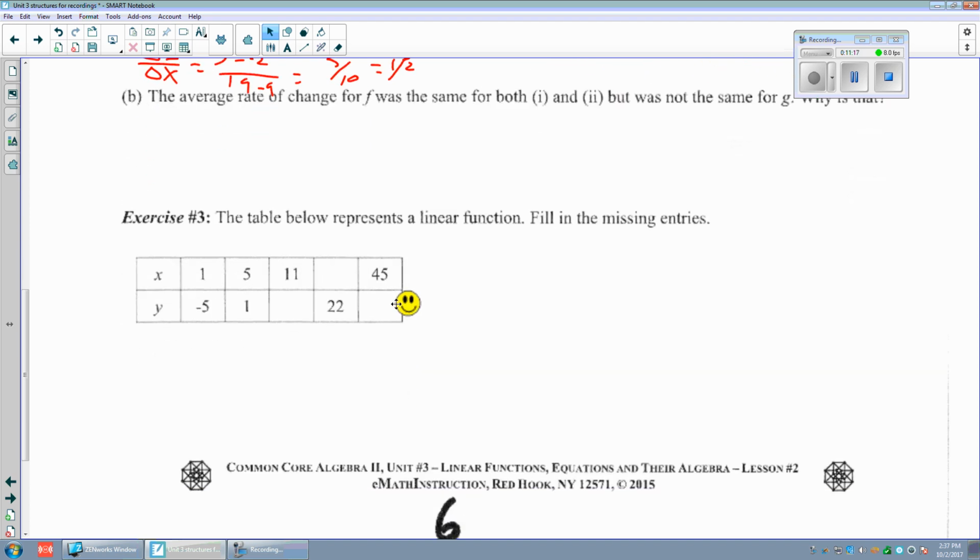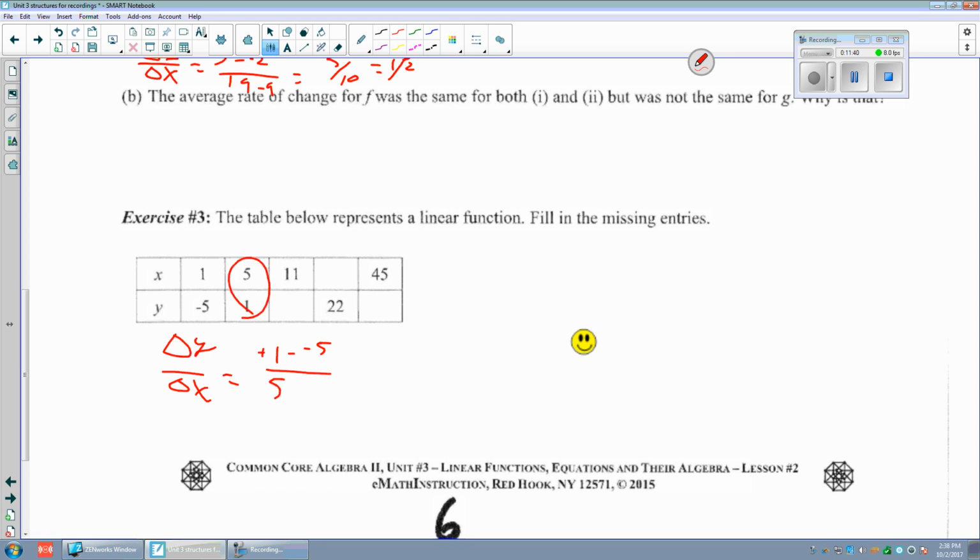The table below represents a linear function. That means the rate of change is always constant. So let's find the rate of change. Delta y over delta x. Let's just do 1 minus negative 5 over, let me see, I did the 1, so now I got to do the 5 minus 1. 6 over 4.